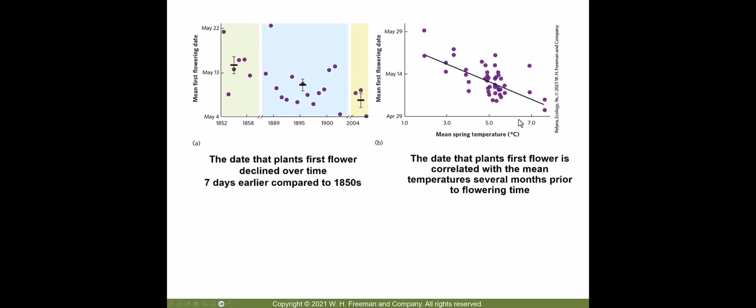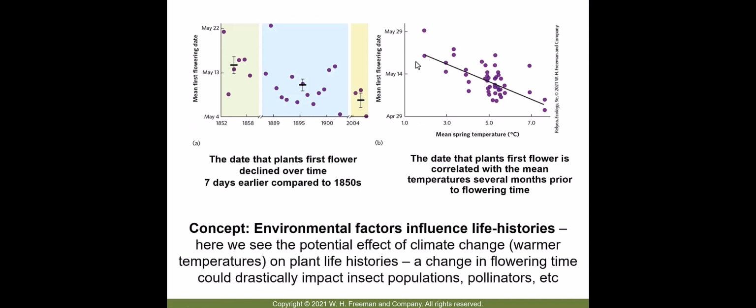So if we have warmer spring temperatures, we're going to get them flowering sooner. If we have cooler spring temperatures, they're going to flower a little bit later. Once again, this is telling us that environmental factors can influence life history. Once again, we see the potential effect of climate change on plant life history. If spring temperatures are going to be warmer, we may see that the flowering time changes, and that could really drastically impact insect populations, pollinators, etc.